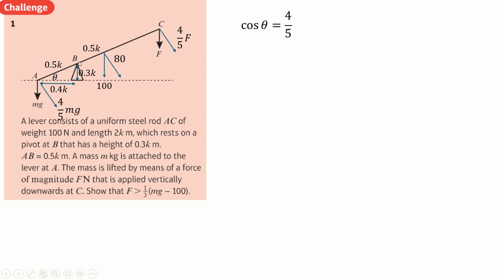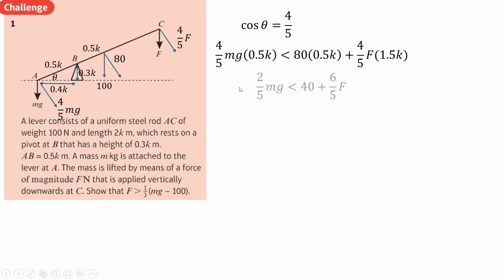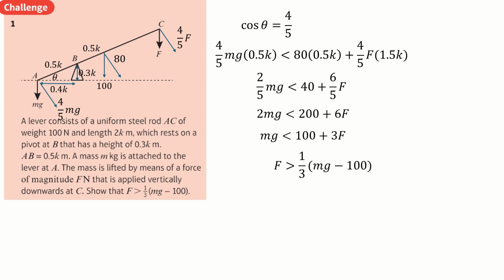And now just take moments from here. 0.5k times 4/5 mg needs to be, if this force is indeed bringing it down, less than 0.5k times 80 plus 1.5k times 4/5 f. We just sort that out, and it turns out to be the thing that we want quite quickly, which is good.